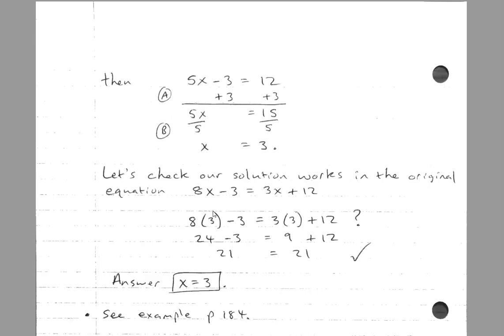And just double checking, so if you put in 3 for x, on the left it's 8 times 3, 24, minus 3 is 21, and on the right 3 times 3, that's 9 plus 12. Also 21, so that checks out. The answer is definitely 3.